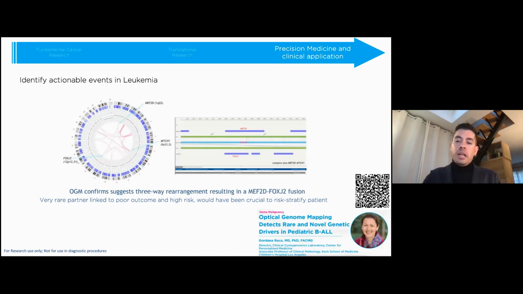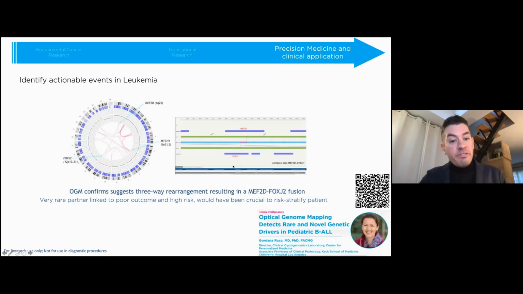And this is most likely due to the fact that leukemia cells can sometimes not grow or grow poorly depending on the culture conditions. And this really illustrates the potential of working from uncultured cells with optical mapping. And here, in this pretty complex circos plot, a three-way rearrangement between chromosomes 1, 6, and 12, leading to a fusion between MEF2D and FOXJ2, was identified.